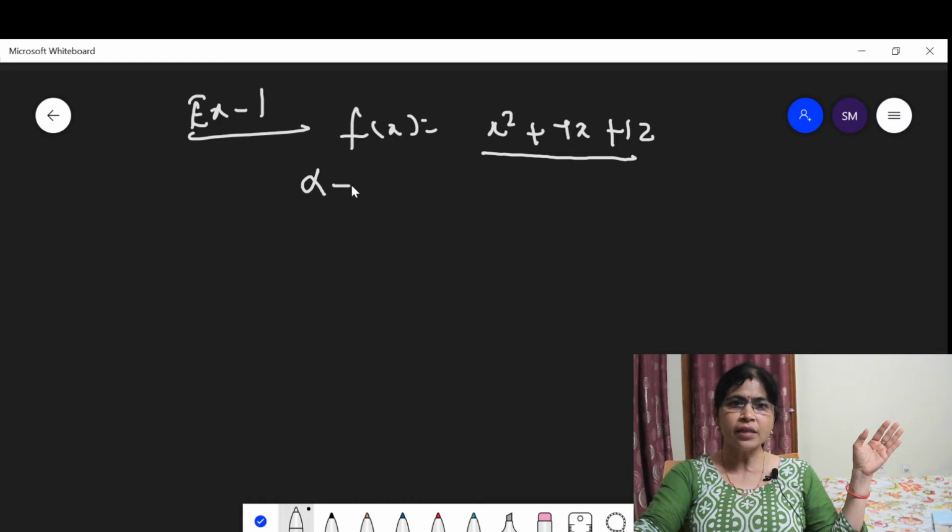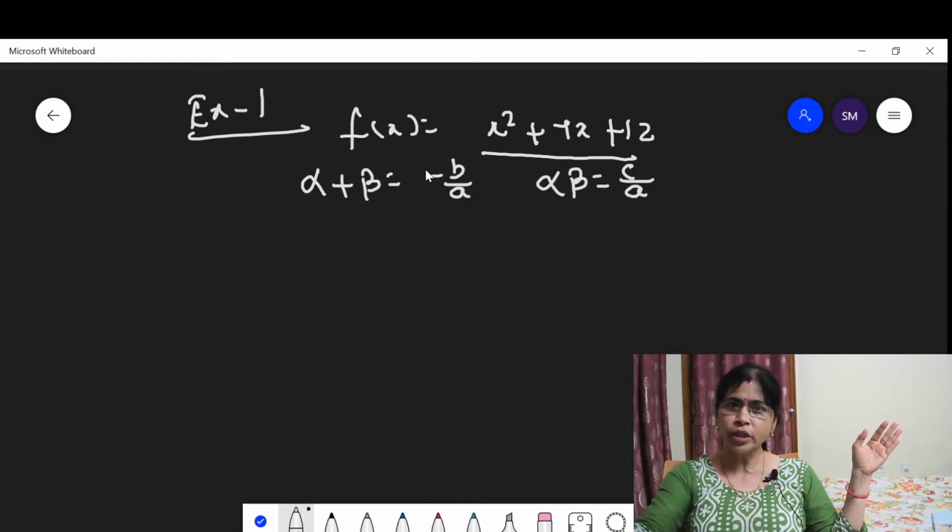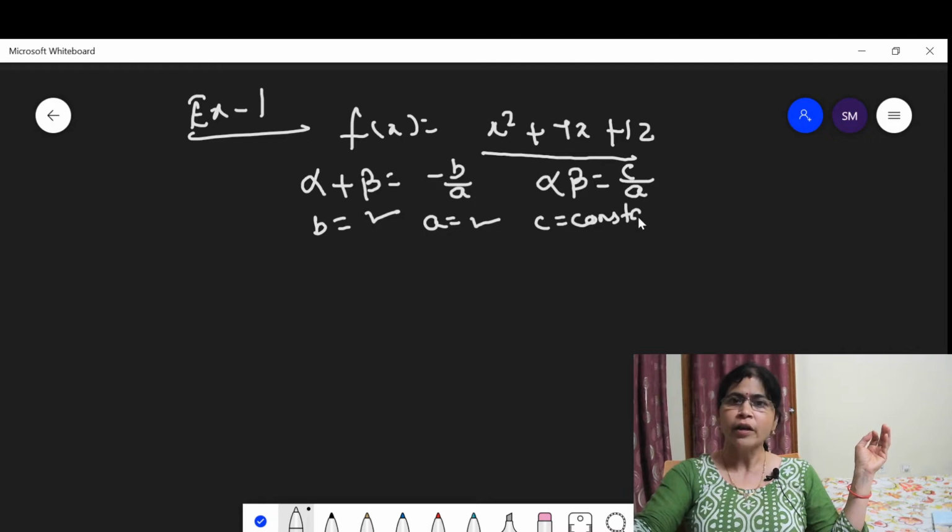The first identity says that alpha plus beta is equal to minus b upon a, and the second identity says that alpha into beta is equal to c upon a, where b is the coefficient of x, a is the coefficient of x square, and c is the constant. Now the question is given: x square plus 7x plus 12. Here a is equal to 1, b is equal to 7 and c is equal to 12.